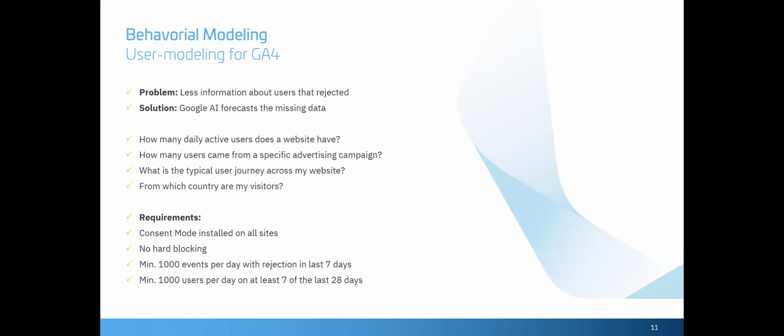And the solution to this problem: if users click on reject, you will have less data. And the solution there is basically the Google AI will use the historic data to forecast the missing parts. So for the users that have rejected, we don't see them in analytics, but the clever Google AI will find a way to show us data anyway. And this can answer questions like, how many daily active users do I have? How many users came from a specific advertising campaign? What's the typical user journey across my website, and from which country are the visitors coming? So quite interesting questions, let's say it this way.